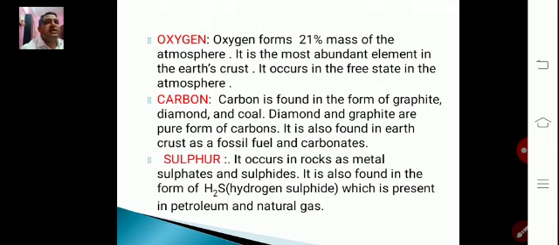The next one is oxygen. About 21% oxygen is found in the atmosphere. That is the second most abundant element in the atmosphere. Animals and plants use oxygen for respiration, which is one of the important physiological processes. Oxygen is also colorless, odorless and tasteless.